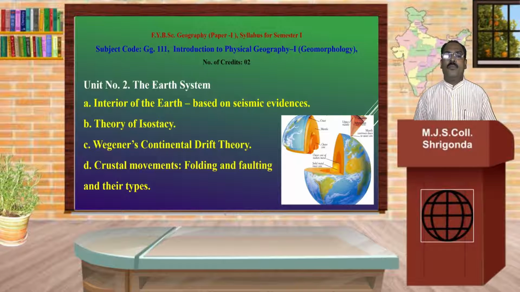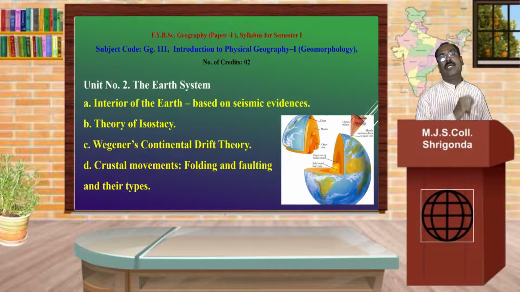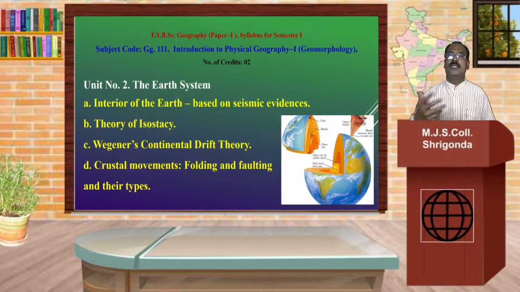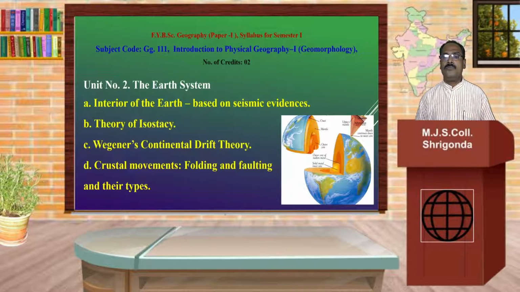Now the fourth point is crustal movement. In crustal movements, we study 2 points. First is folding: the folding features, their types and origin of folding. Then faulting and its types. These types are studied in detail in these points.